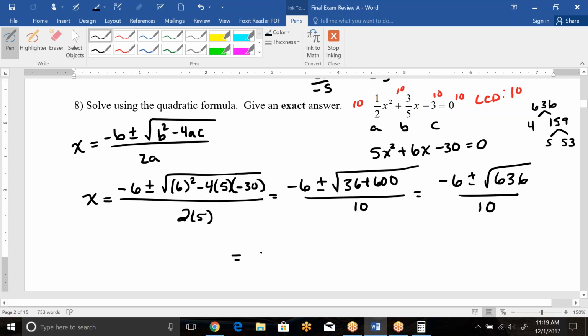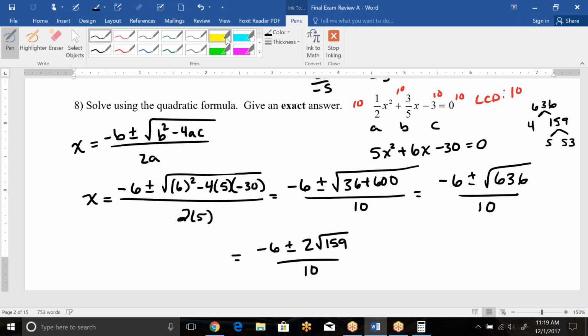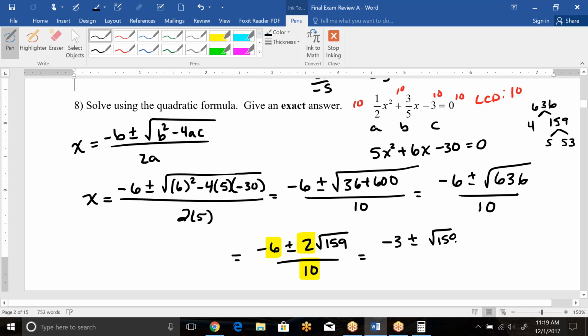So this would be negative 6 plus or minus the square root of 4 is 2. That would be a leftover 159 all over 10. Now notice that all of your outside numbers are divisible by 2. So we would reduce each of those. You don't reduce the radical part anymore. This would be negative 3 plus or minus the square root of 159 all over 5. So there's where my x equals. And that's 2 different solutions. But that's written as an exact answer.